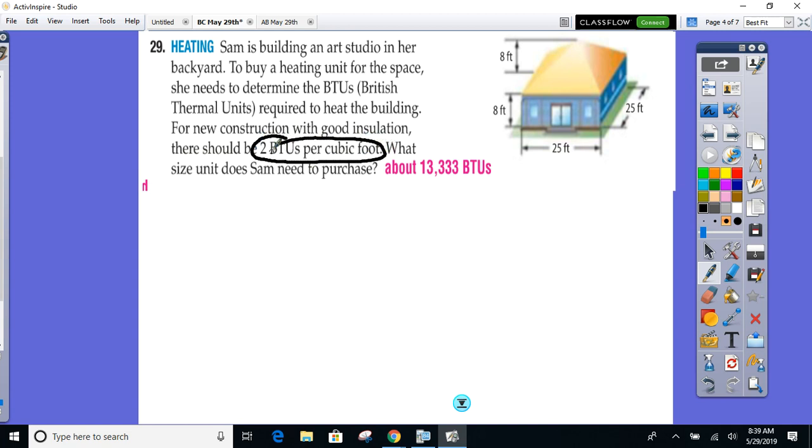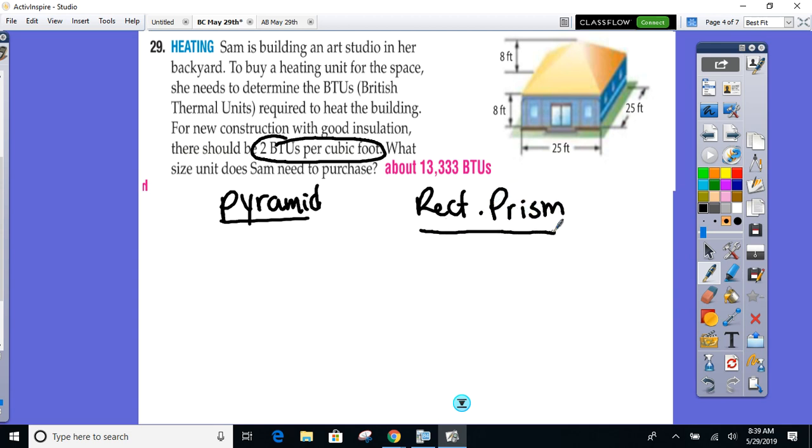All right. What's the top part of her house made of? That's a pyramid, isn't it? Square pyramid? Because the base will be a square. And then what about the bottom here? This is a rectangular prism. How do I know I'm doing volume, by the way? I know this is a volume unit, but still, how do I know I'm doing volume versus a surface area? 2 BTUs per cubic foot.